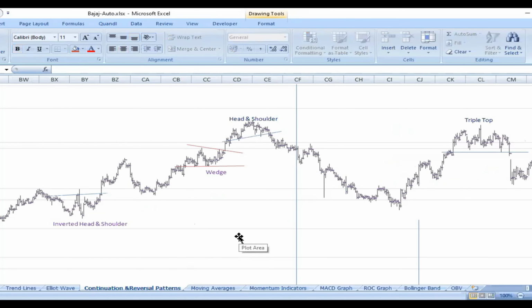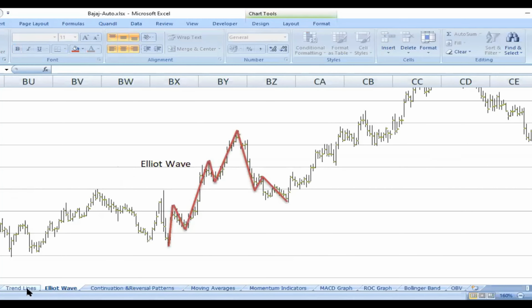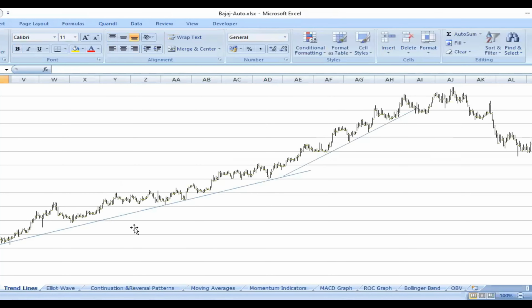Did you see this screen when I was showing it? It was the continuation and reversal patterns. Was this visible? Yes. Okay, this was visible. And I think I covered Elliott as well. Trend lines. Let me just go a little bit and explain the trend line.